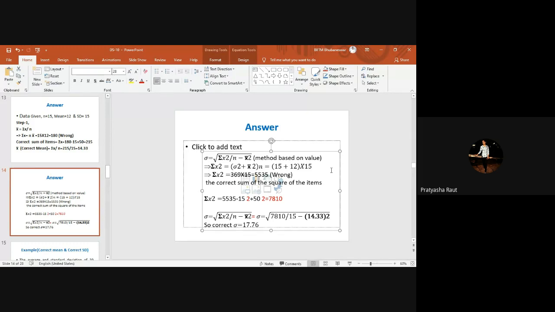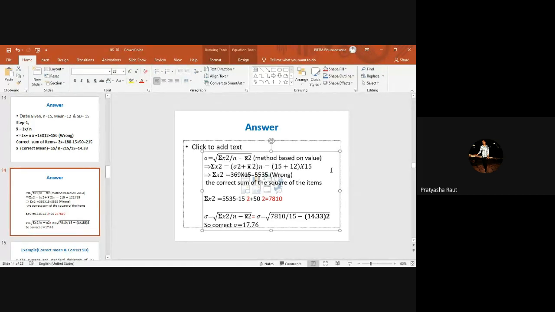Sir, after that what do you do? You convert both sides to squares. If I convert, the next part is sigma square equals to, the root will be removed if you go for the square of that. Yes sir. In that case, sigma square is equal to summation of x square divided by n minus x bar square. Is it clear? Yes sir.